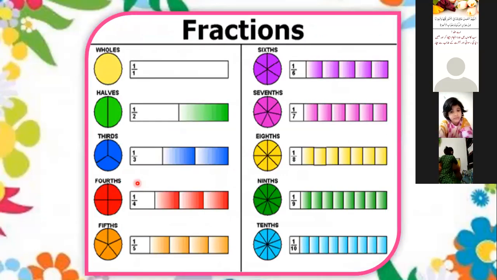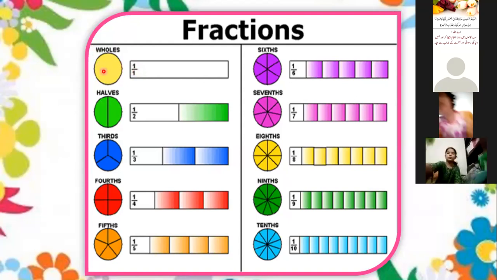For example, you can see here in this fraction, this is a whole. So that's why we have written here one part out of one equal part.